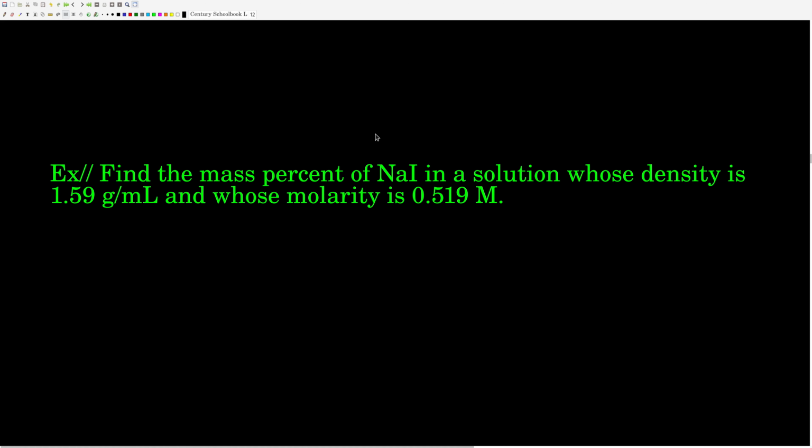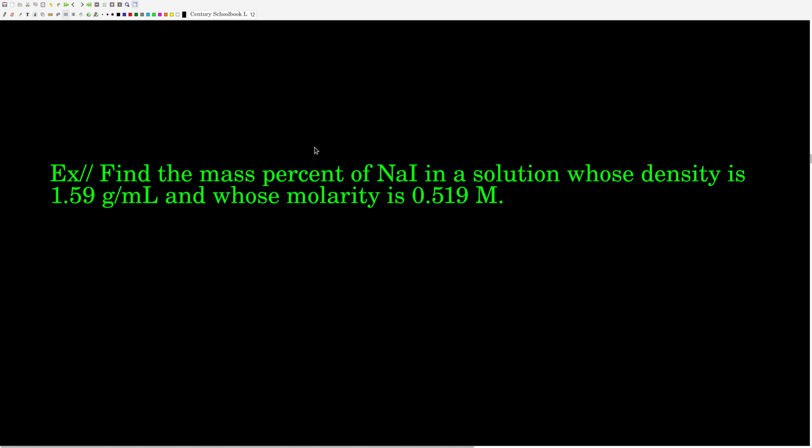We want to find the mass percent of sodium iodide in a solution whose density is 1.59 grams per milliliter and whose molarity is 0.519 molar. So why don't you work this out and come back when you get an answer. A hint is assume exactly 1 liter of solution.